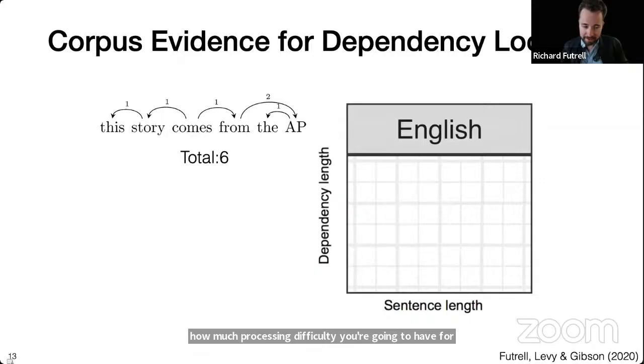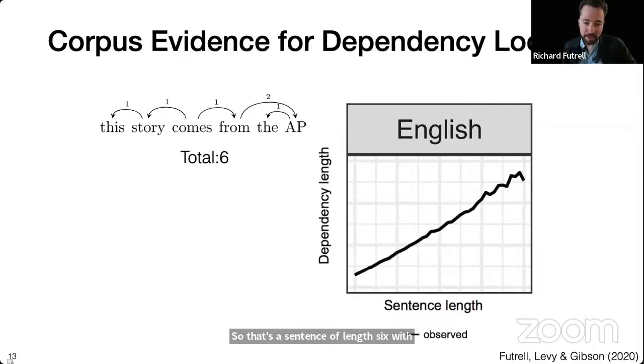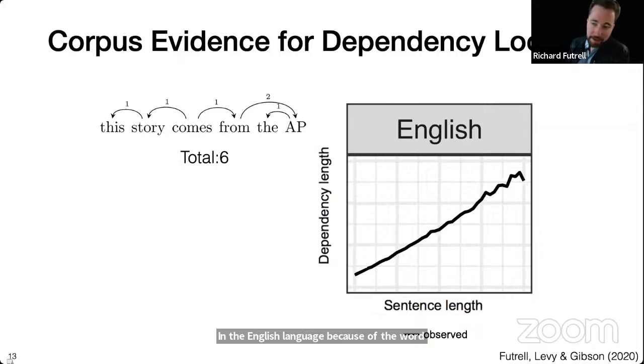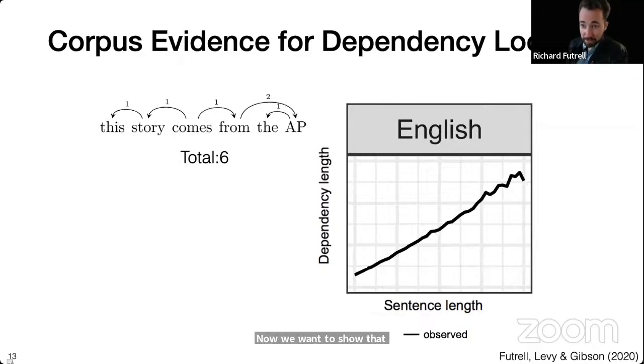We can take that sentence and plot it in a space like this. It's a sentence of length 6, meaning it has 6 words. So that's a sentence of length 6 with dependency length 6. And then we can plot the average dependency length per sentence length for the entire corpus. That gives you a curve. This curve is characteristic of the English language. It's telling you how much processing difficulty you're experiencing because of dependency locality in English, because of the word order of English. Now we want to show that the word order rules of English are configured in a way that makes English easier to comprehend and produce than it would be otherwise.